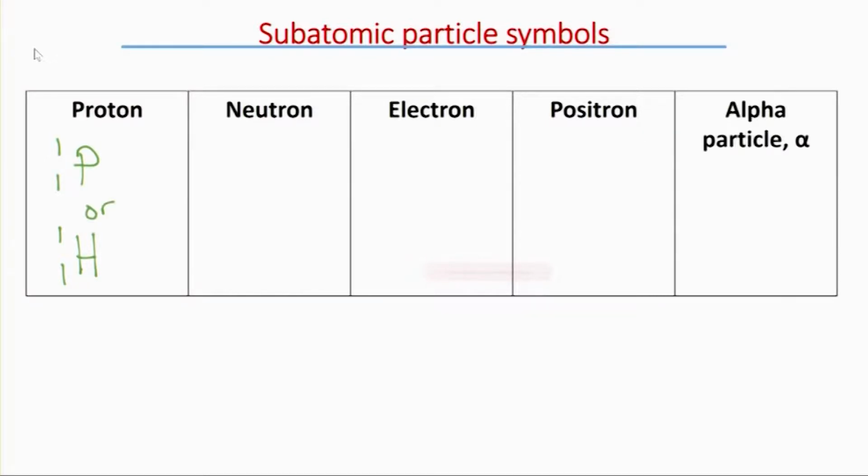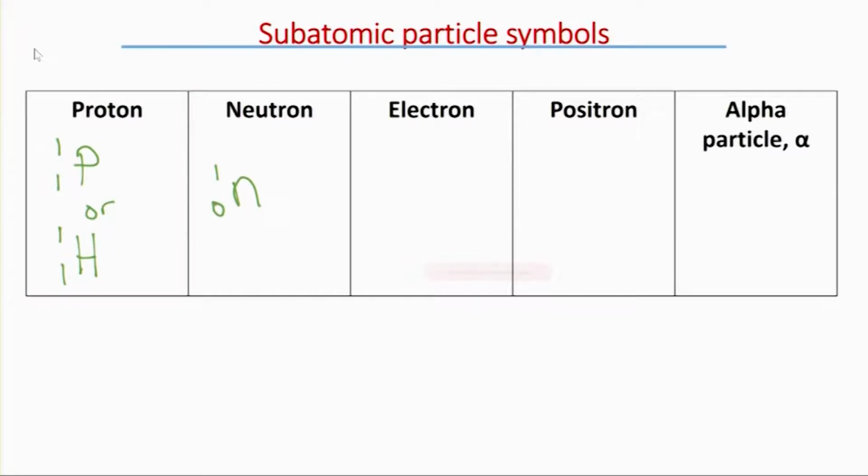All right, neutron, okay, also has a mass number of 1, and we usually give it the symbol N. So it has a 1 here for the mass, and then the atomic number, that's the number of protons. The neutron has 0 protons, so we're going to put a 0 there.